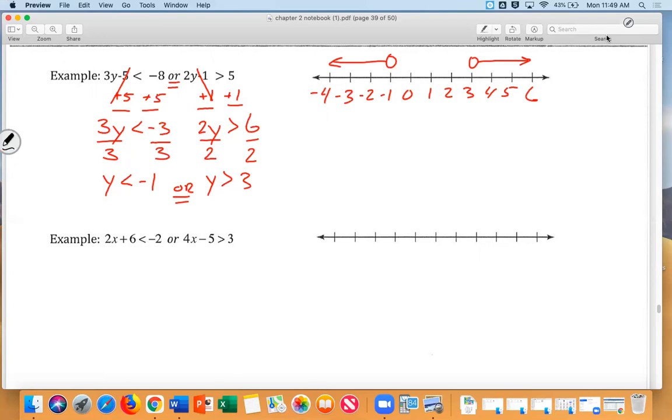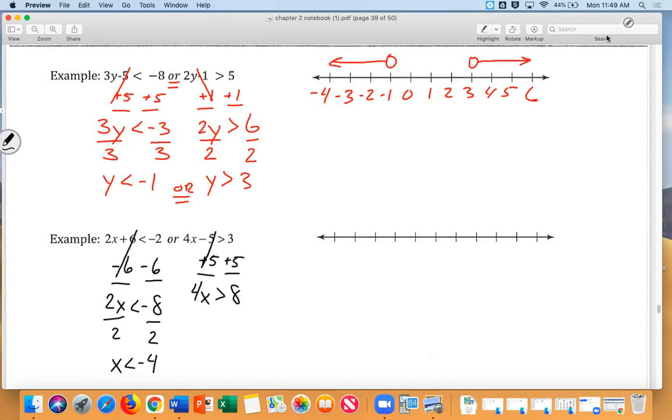Last but not least, with this example, I have to subtract 6. That gives me 2x is less than -8. Divide by 2 gives me x is less than -4. On the right-hand side, I add 5, and I have 4x is greater than 8. Divide by 4, it gives me x is greater than 2.